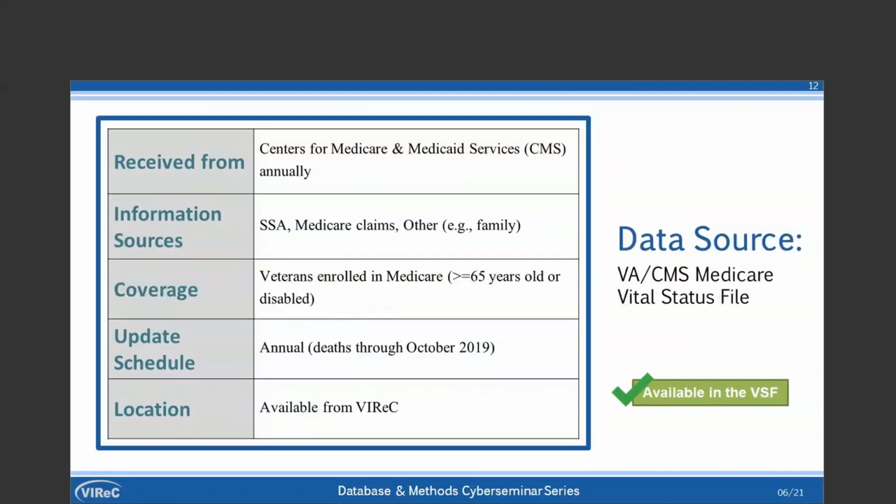A second, and one of the most important sources of vital status information, is the Medicare vital status file, which is available to the VA through VIReC, along with the other types of Medicare data. And we'll see that this file really produces the majority of death dates in the vital status file.